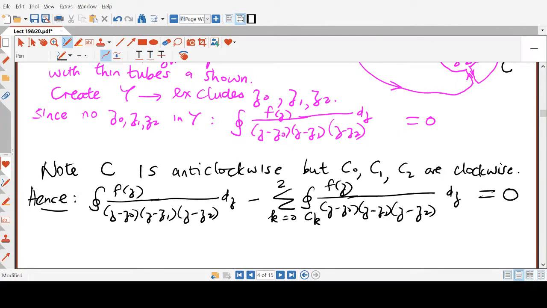Oh, gamma is a region. C is a circle, a curve around it. Yeah, the path. C is the path and gamma is the region. Anything else that's not clear?